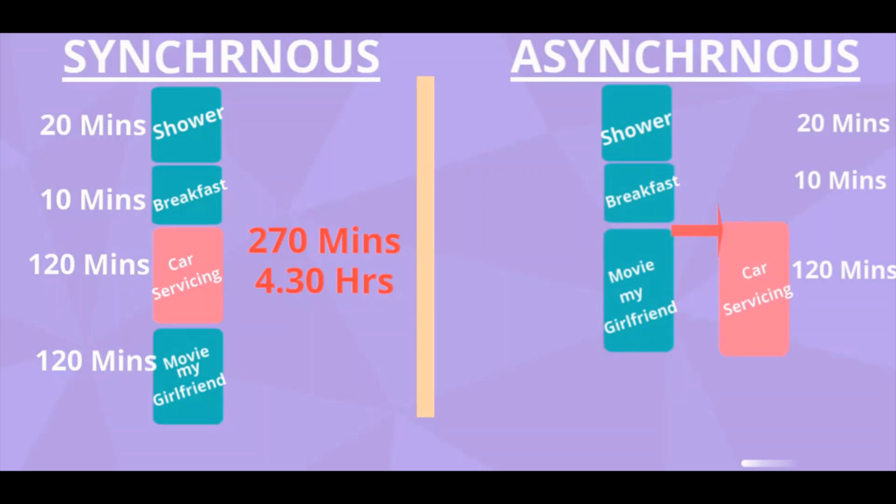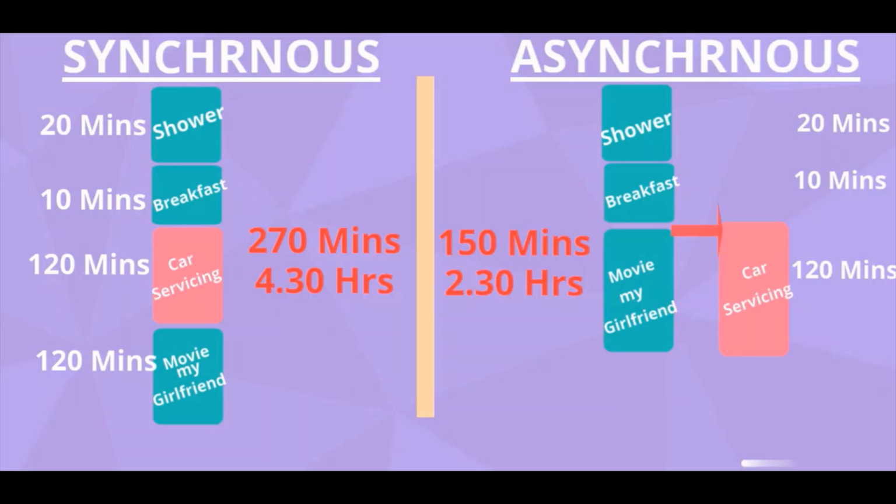So if we time frame these things, taking a shower 20 minutes, breakfast 10 minutes, car servicing 120 minutes, and the movie with my girlfriend 2 hours. If I wait for car servicing for 2 hours to complete and then I go to the movie with my girlfriend, obviously it will take 270 minutes, which is 4.5 hours.